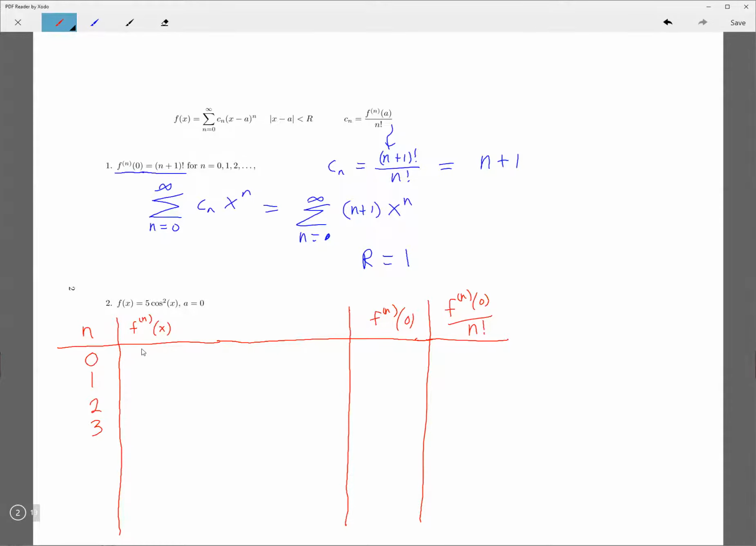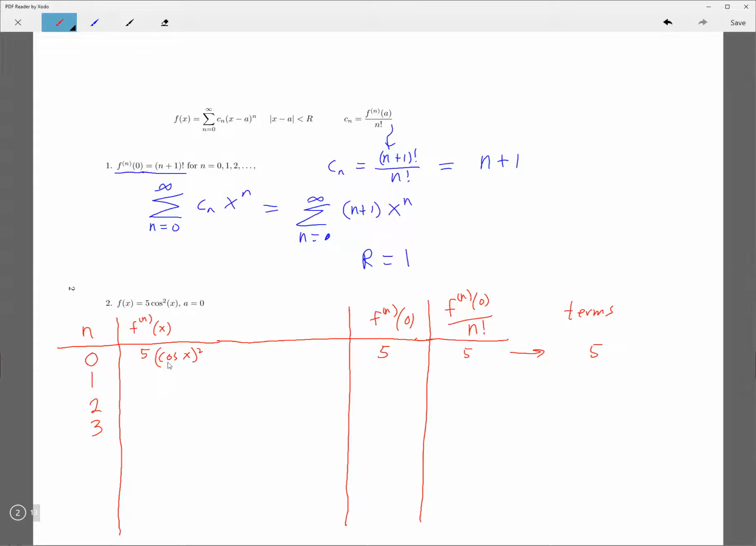Okay, so the first one is just the original function, like that, which I'll write like that. If you plug a 0 in, you get 5, since cosine of 0 is 1. And then 5 divided by 0 factorial, that's just going to be 5. 0 factorial is 1. Okay, so we basically found the first term, which is 5. So that's going to be the first answer. Yay, we just have 3 more to go.